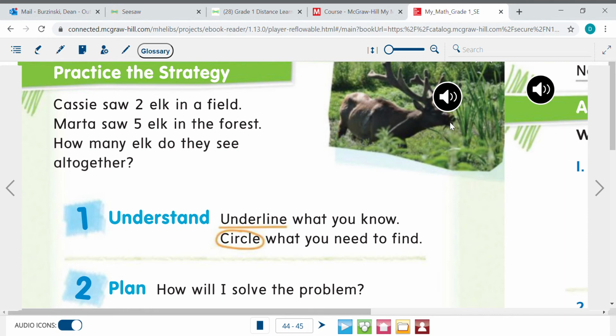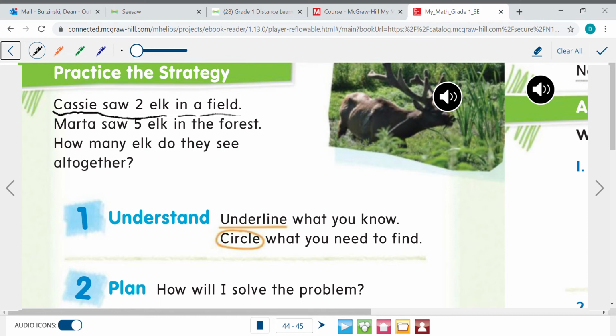Cassie saw 2 elk in the field. Marta saw 5 elk in the forest. How many elk do they see all together? And that's the same as in all. All together, in all. Well, what do I need to do? Underline what you know. So, what do we know? We know Cassie saw 2 elk in the field. So underline that. We also know Marta saw 5 elk in the forest. And I'll underline that.